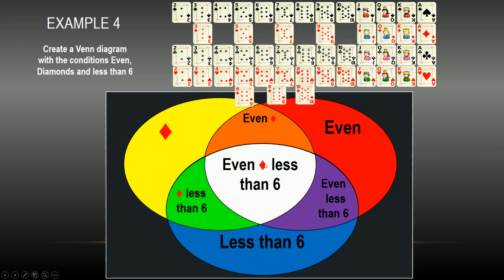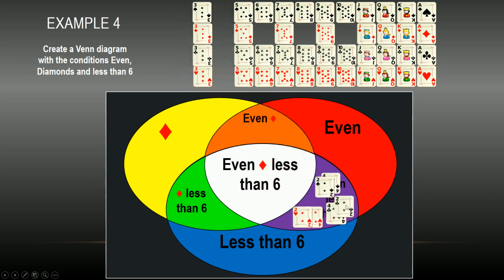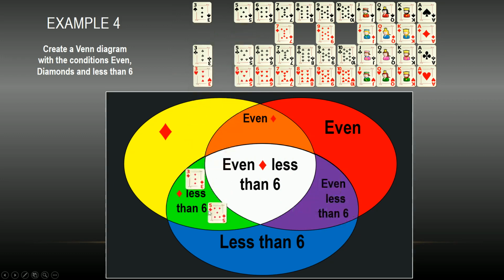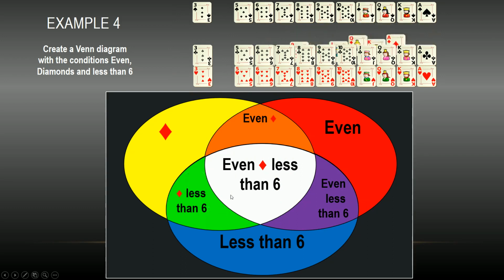Okay, then everything that's even and a diamond that wasn't the 2 and the 4 can go into this orange section. Everything that's even and less than 6 can go into this section, so all the 2s and 4s. Everything that's a diamond and less than 6 is everything that wasn't in these 2 parts, which was the 3 and the 5. And then now all the diamonds that are left over can go around in the yellow section.